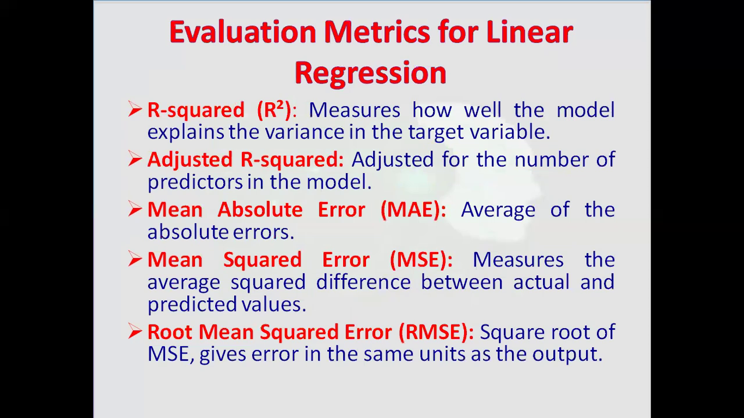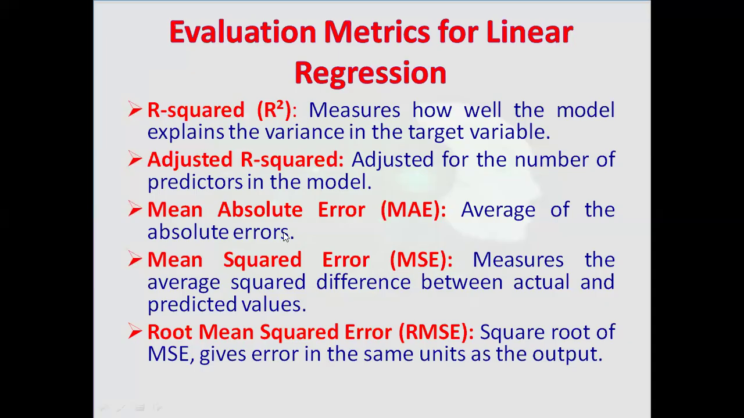So, evaluate the metrics for linear regression. First, to assess the accuracy and quality of a linear regression model, several metrics are commonly used. That is R square. It indicates how much of the variability in the output is explained by the inputs, with values closer to 1 representing a better fit. Next, adjusted R square refines this by adjusting for the number of features used.